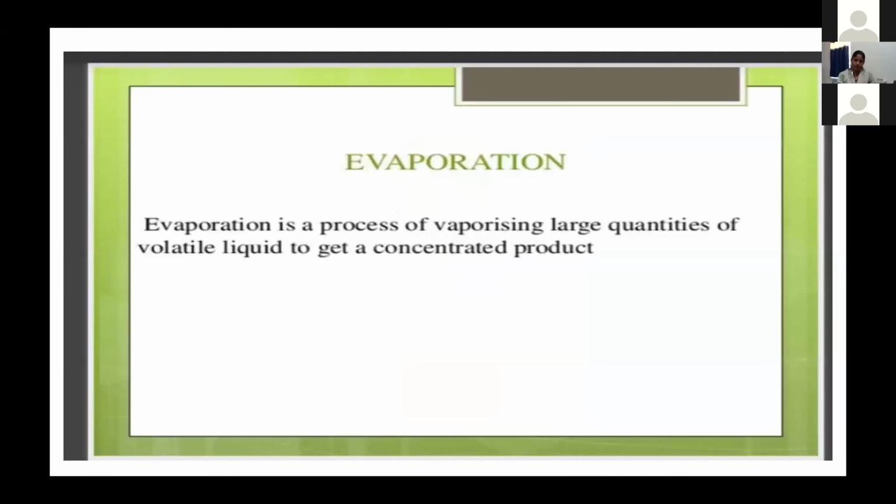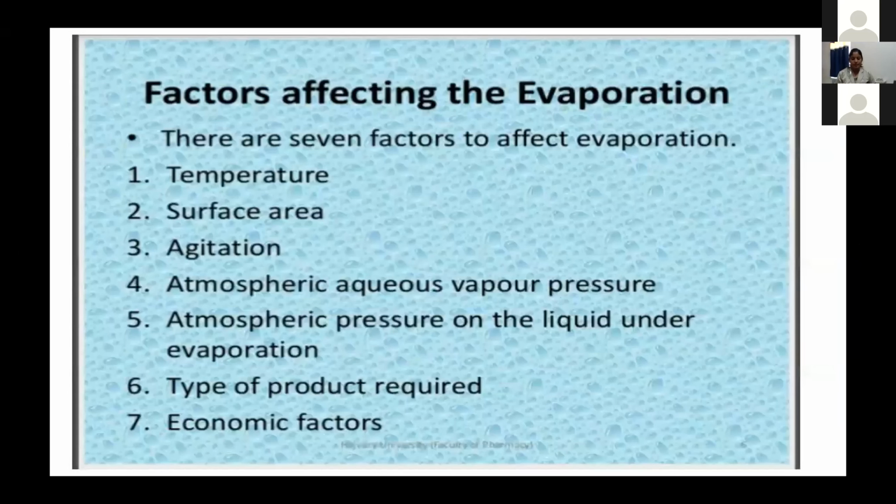Now, evaporation. What is evaporation? Evaporation is a process of vaporizing large quantities of volatile liquid to get a concentrated product. The factors affecting evaporation are temperature, surface area, agitation, atmospheric aqueous vapor pressure, atmospheric pressure on the liquid under evaporation, type of product required, and economic factors.